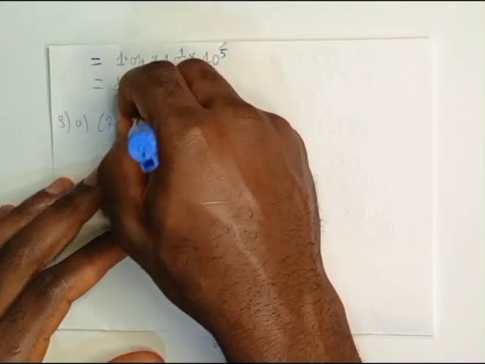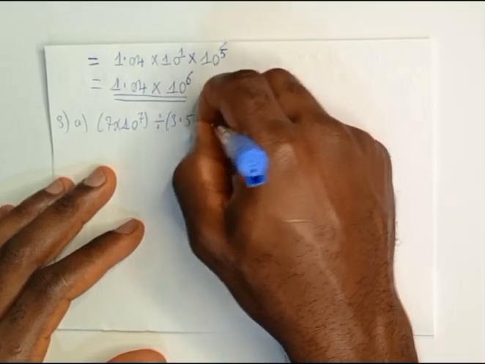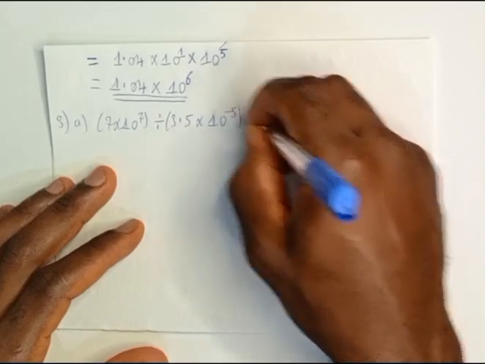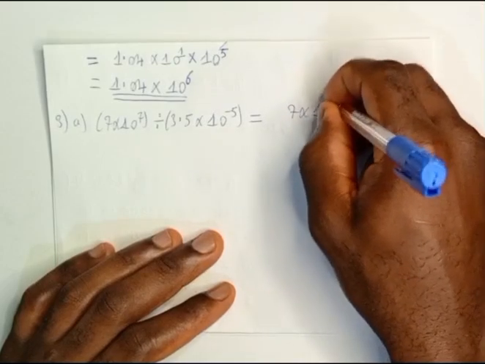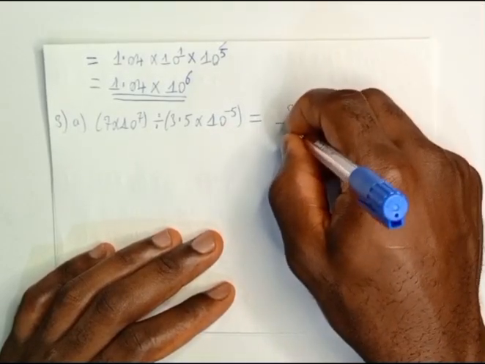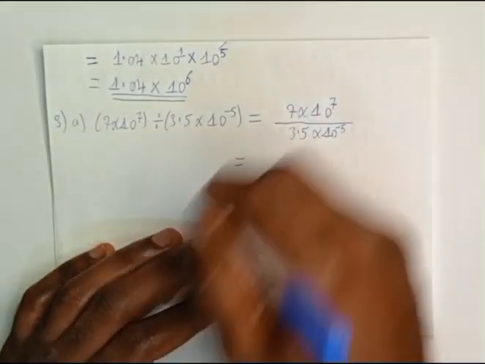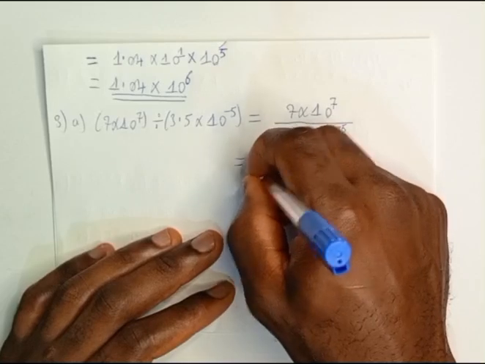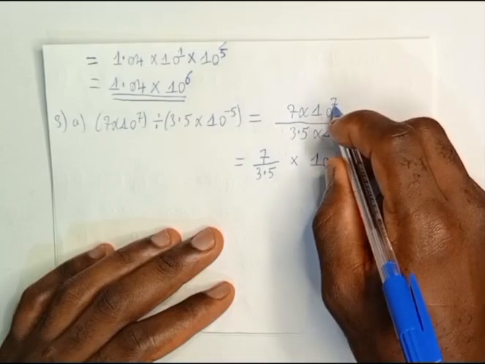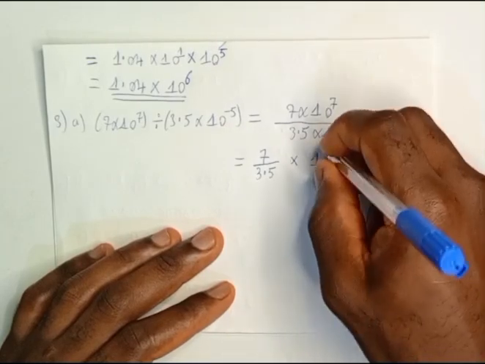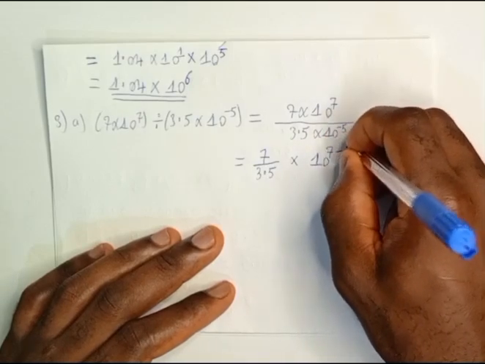7 times 10 to the power 7 divided by 3.5 times 10 to the power negative 5. We can express this as 7 times 10 to the power 7 all over 3.5 times 10 to the power negative 5. This will simply be equal to 7 divided by 3.5 times 10 raised to the power 7 divided by 10 raised to the power negative 5, which is 10 to the power 7 minus negative 5.